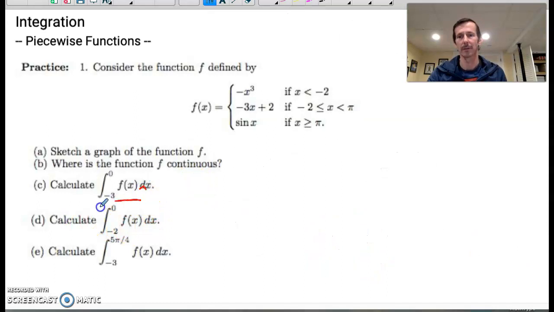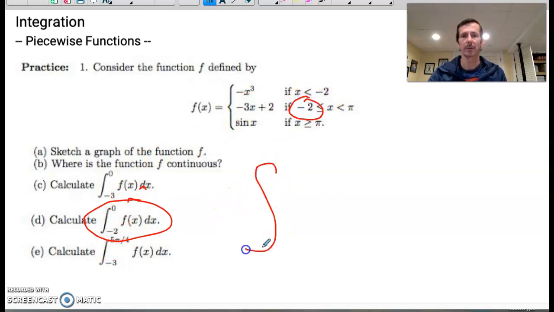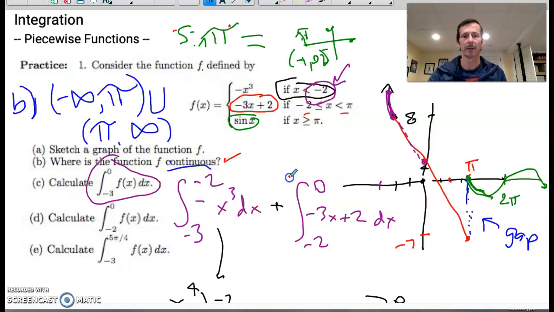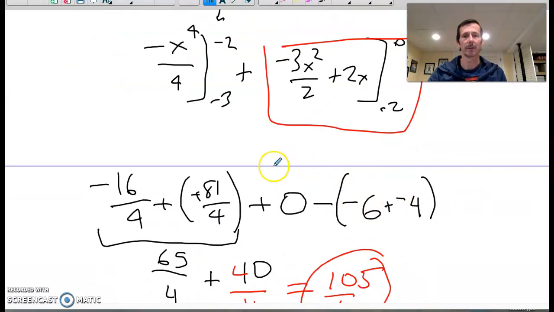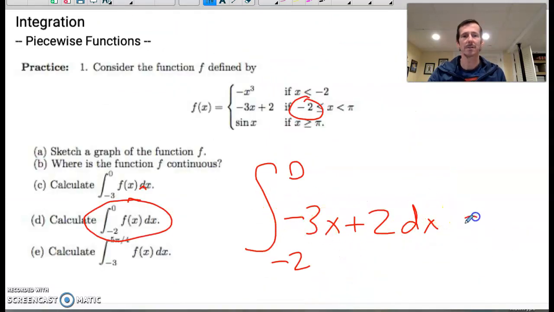Now I'm going to do this part, which is -2 to 0. Notice this guy starts at -2, so for this one I'm integrating from -2 to 0, and I'm just integrating -3x plus 2 dx. Well, guess what? We just did that. That's exactly what we did right here, and we had an answer right there, and that answer is right here. And so that answer to the next one is just 10.